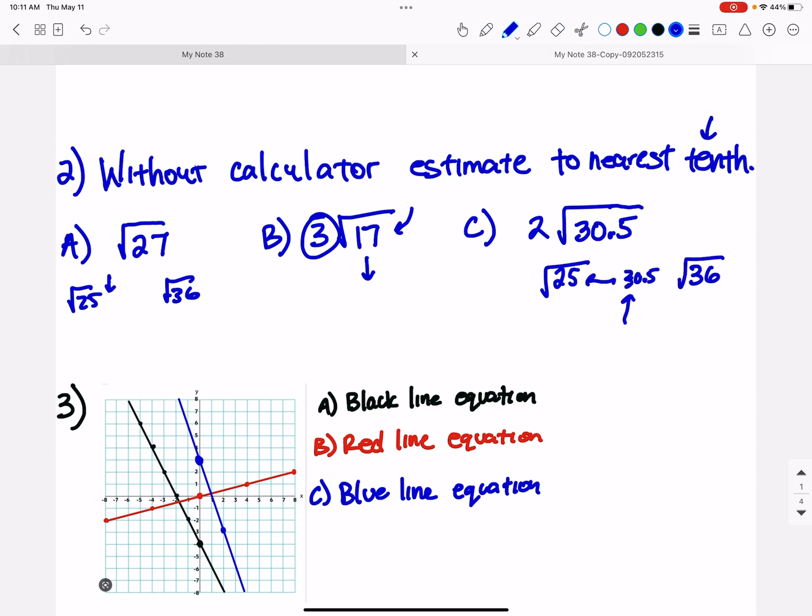Let's see. How far is it from there? Oh, it's 5.5 from there, and 5.5 from there. Oh, it's directly in the middle. So you should know it's in exactly the middle. So it's something point 5. And then once you get that answer, just multiply it by 2.